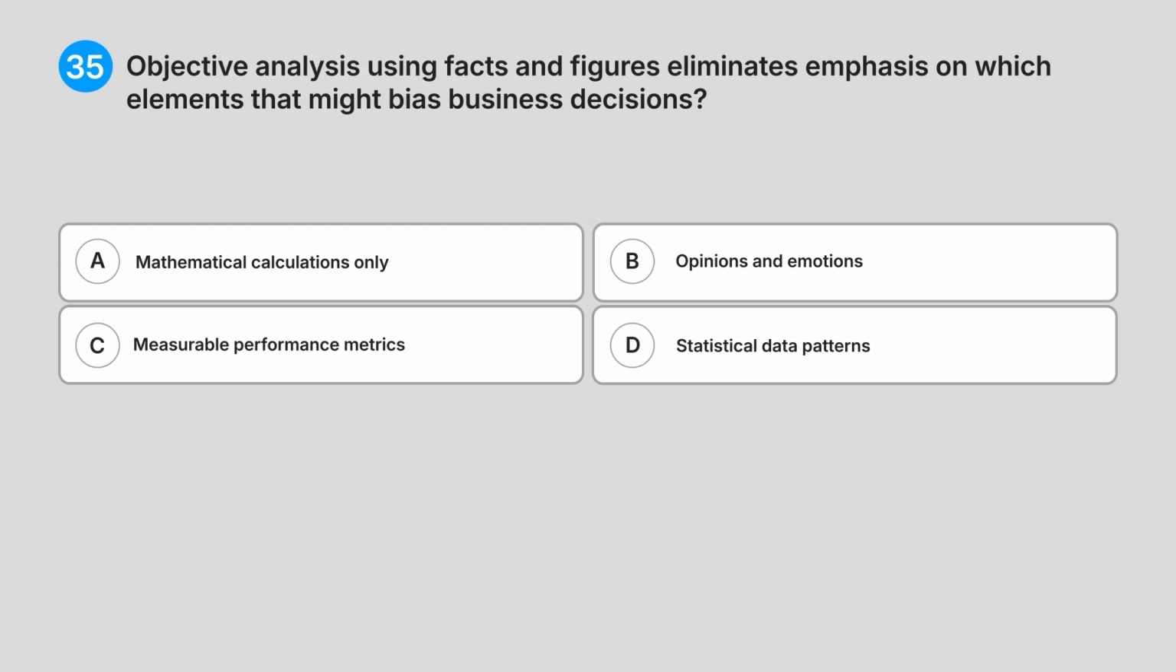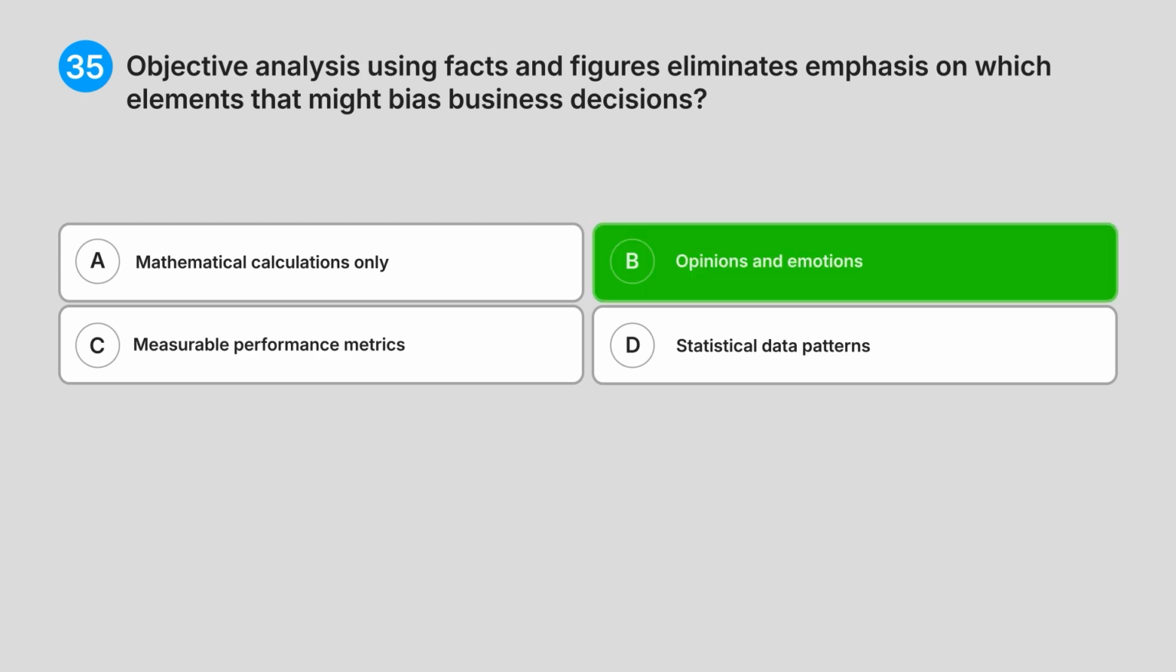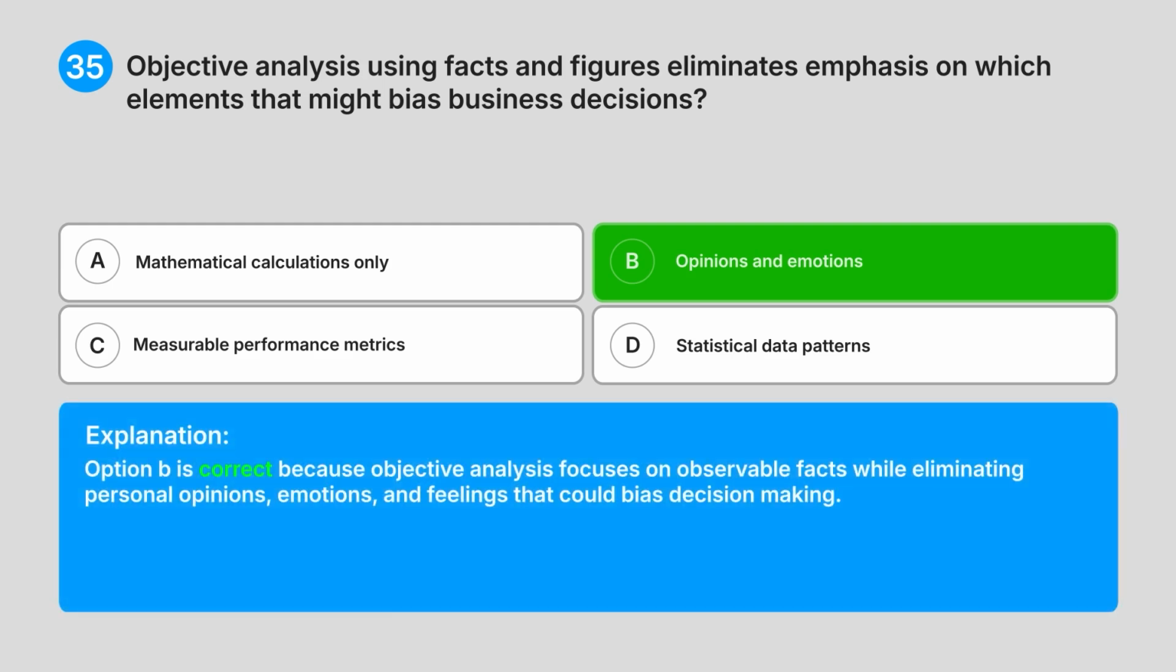Correct answer, B. Opinions and emotions. Explanation. Option B is correct because objective analysis focuses on observable facts while eliminating personal opinions, emotions, and feelings that could bias decision-making.